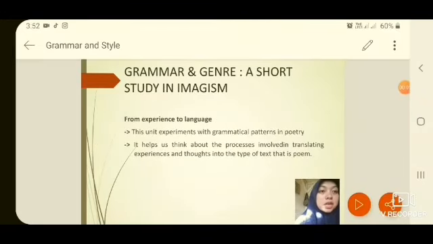Grammar and Genre: a short study in Imagism. From experience to language. This unit experiments with grammatical patterns in poetry. It helps us think about the processes involved in translating experiences and thoughts into the type of text that is formed.